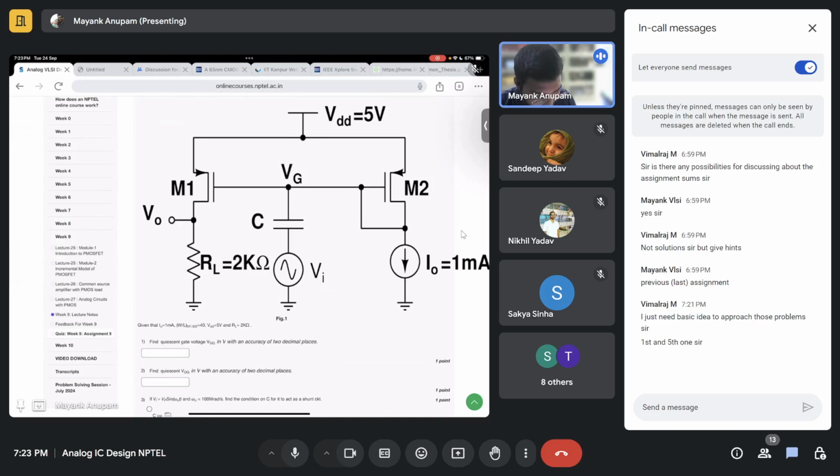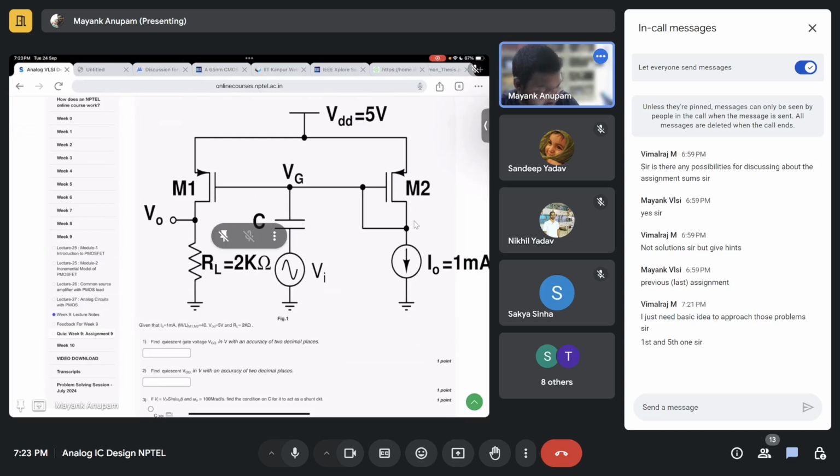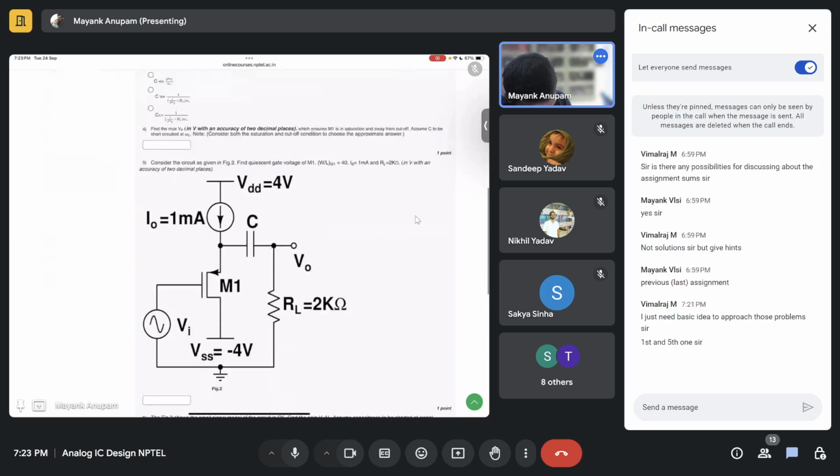Write the current equations for pMOS, and you will be able to get it. The current in M2, I have no way to use my pen here, so I cannot show you, but you can see here M2. The current in M2 is going to be equal to 1 milliampere. From there you can find the voltage VG, and because of that you will be able to find VGQ.